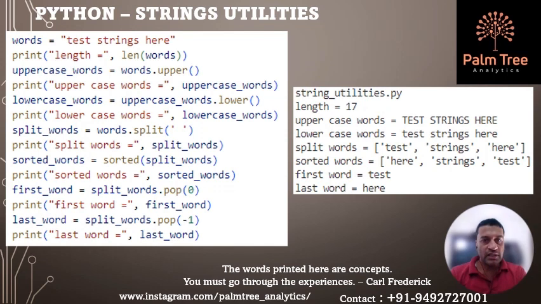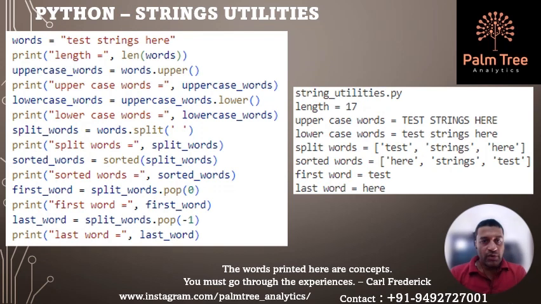After that, we are sorting the words. So once this is sorted, whatever the test strings are, they are sorted based on their object, like the alphabet H, S, T. So like that it is sorted, based on the alphabetical order.